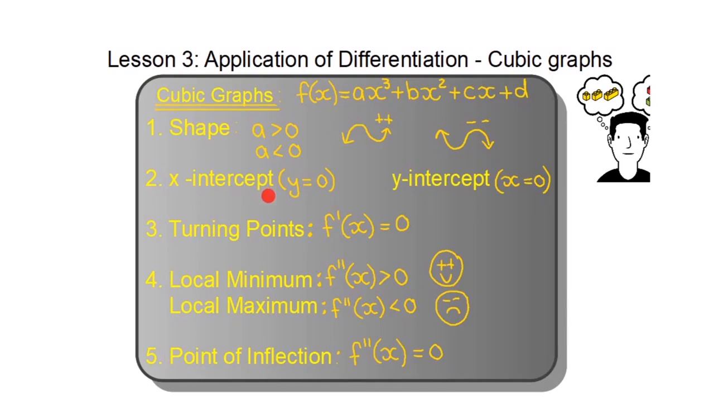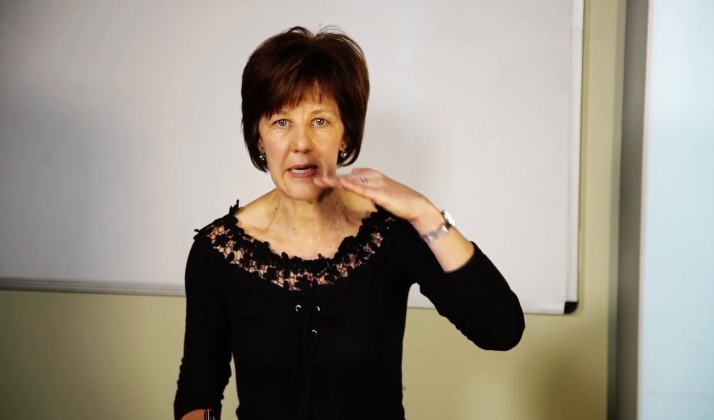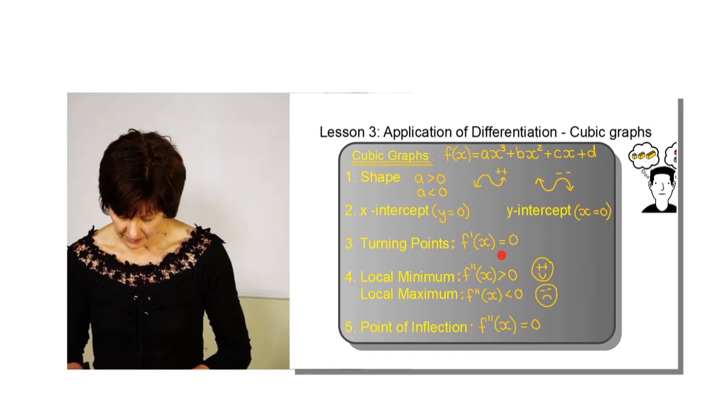Other things you should know: for the x-intercept, y will be equal to 0, but that's true for all graphs. If I want to determine the y-intercept, I replace x with a 0. Then the turning points, remember we already mentioned that. The turning point is the only place where the gradient is exactly 0. So it's where the derivative is 0.